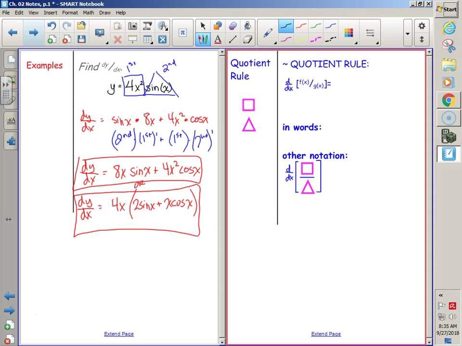You guys get it set up. I'm just going to fill in the rule. Is that okay? Okay. Make sure you put brackets around the g of x for the denominator.